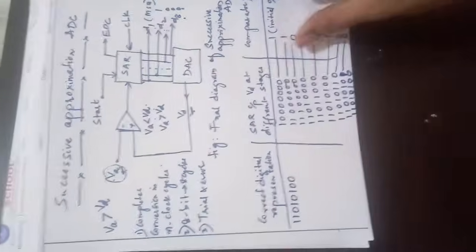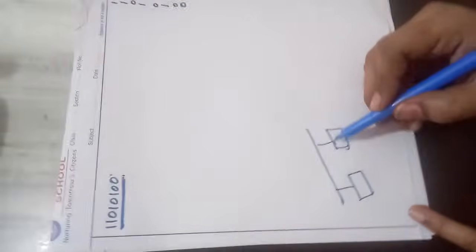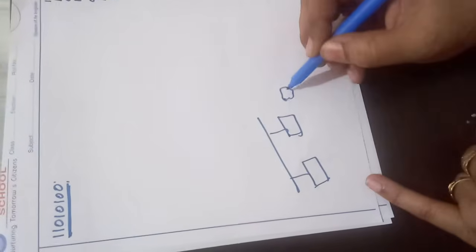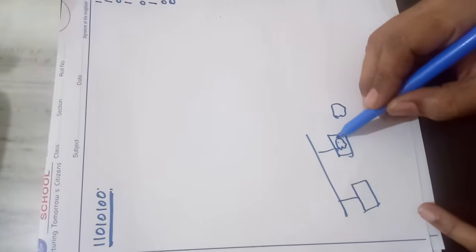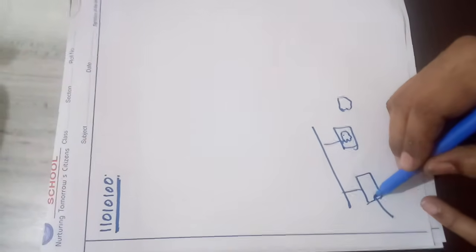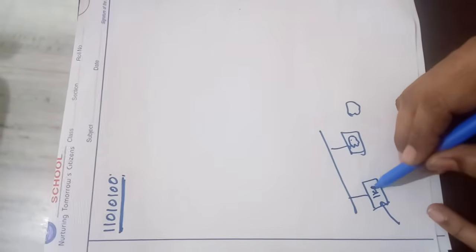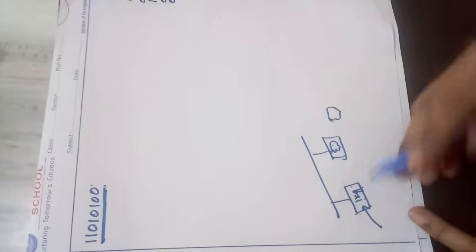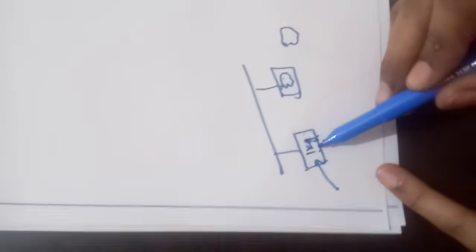You take a balance. How are you going to use the balance to find the weight of an object? Suppose I want to calculate the weight of this object. I will keep this object on the balance, and I am going to add weights. Suppose I keep a weight of 1 kg, then I balance it. If it balances, then we say that this object is of 1 kg weight.